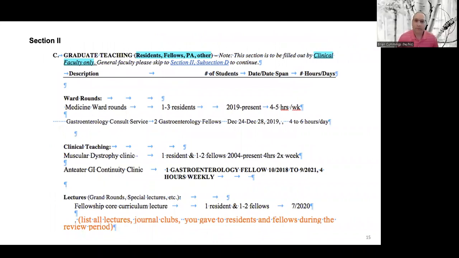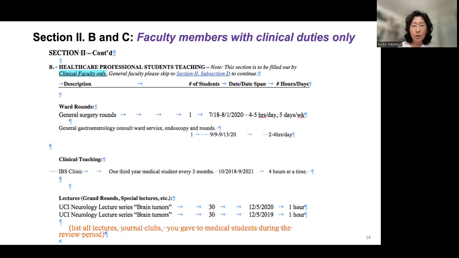Oh, Kyoko? Yeah. Can you clarify about breaking down your teaching by rotation? So Namisha, would you like to? Sure, I can do that.